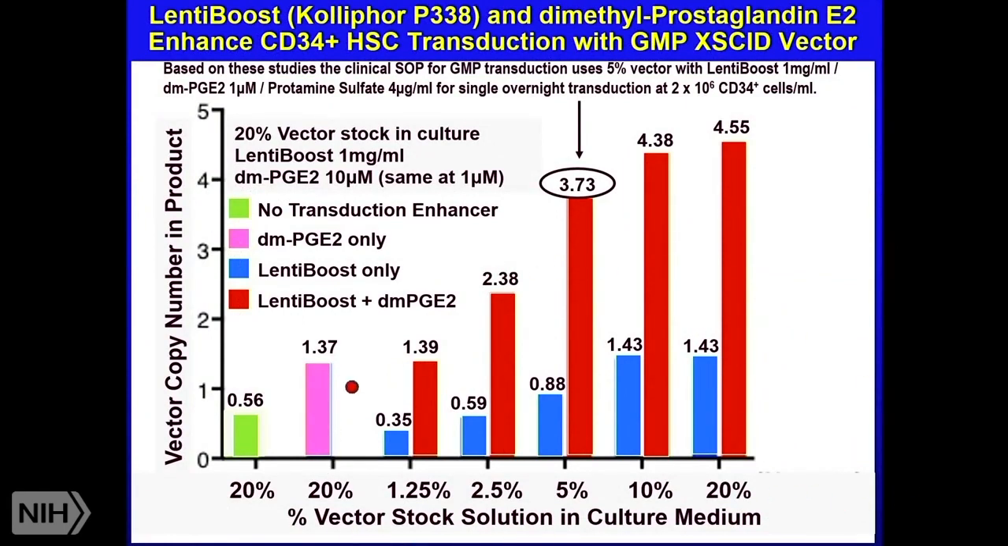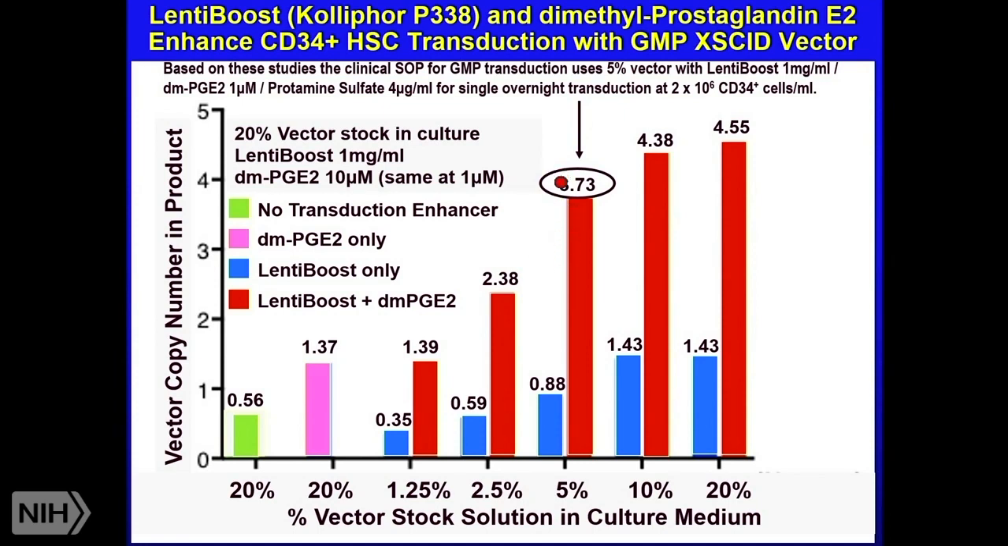Okay. So you can see that if we've got a good vector, when you transduce stem cells it gives you a copy number of about 0.56, which in this case means about half of the cells have a vector in it. Then you use the PGE2 alone, and you get a lot more, about 20% of vector. If you use this LentiBoost, you get synergy. But when you combine them together, you can get rather amazing copy numbers.